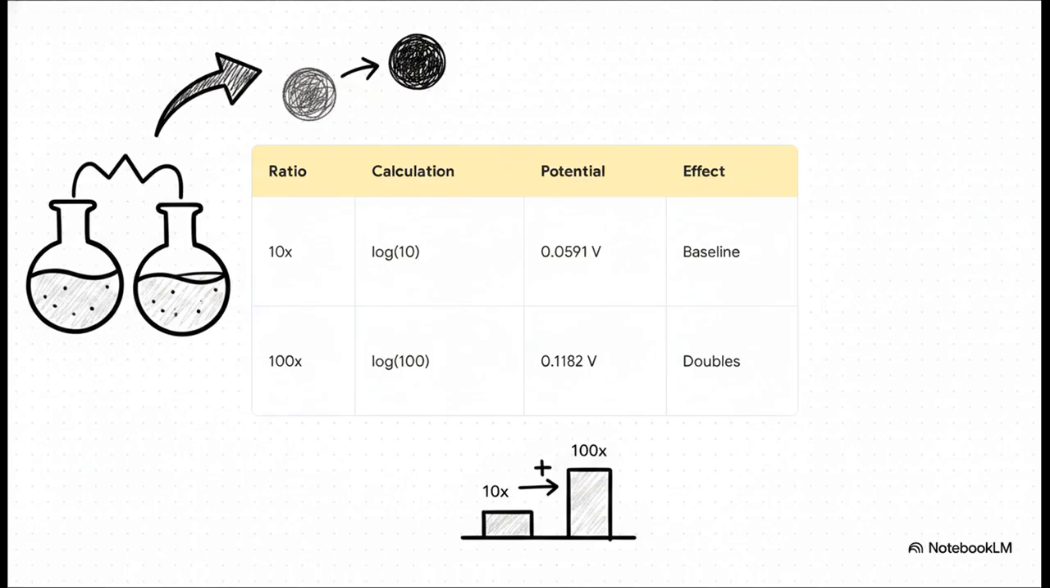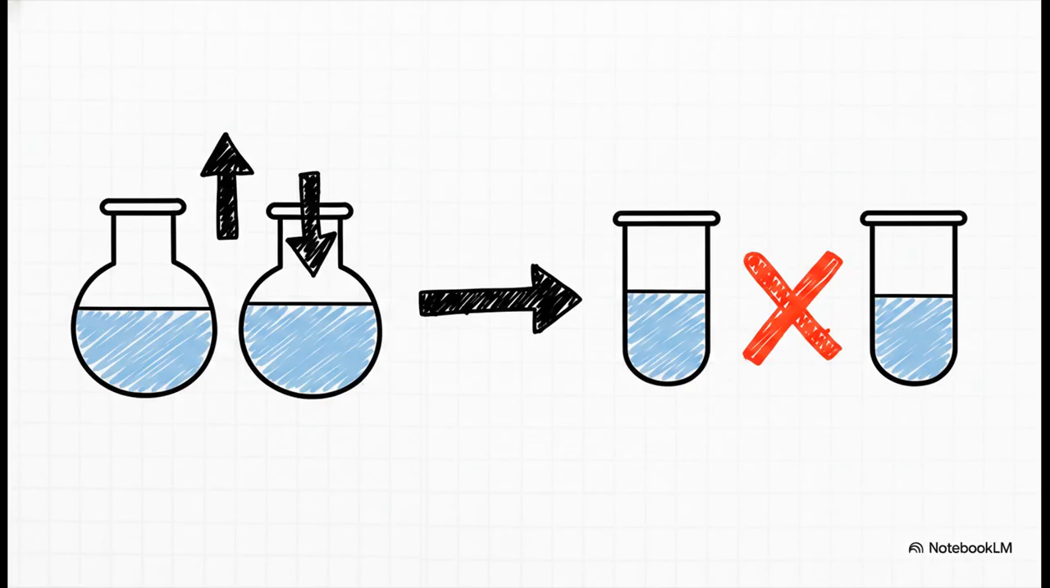But check this out. What if we crank up the M2 concentration and make that ratio 100 times stronger? That's 0.1 over 0.001. The log of 100 is 2. Multiply that through, and suddenly your cell potential jumps to 0.1182 volts. Think about that for a second. By increasing the concentration ratio from 10 to 100, you literally double the overall voltage output of the cell. How cool is that?